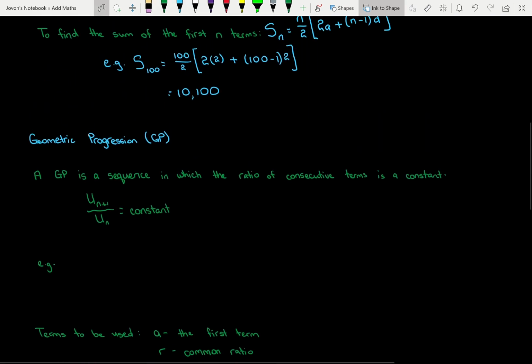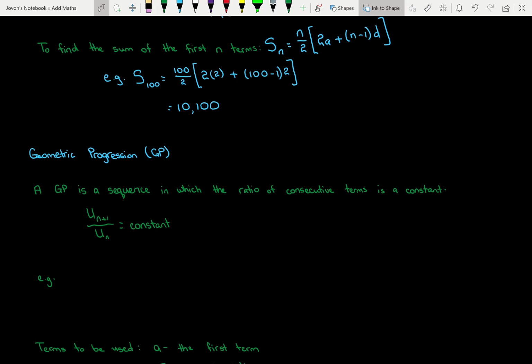A geometric progression is different. For an arithmetic progression, an AP, we had a common difference. The difference between a geometric progression and an arithmetic progression is that a geometric progression has a common ratio. So it has a common ratio between consecutive terms. So again, we use the general formula u(n+1) over u of n is equal to a constant.